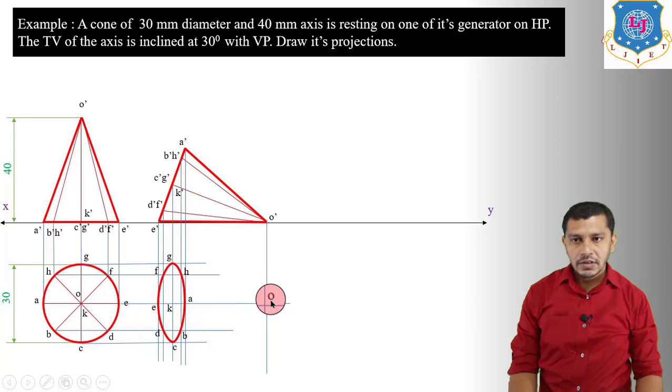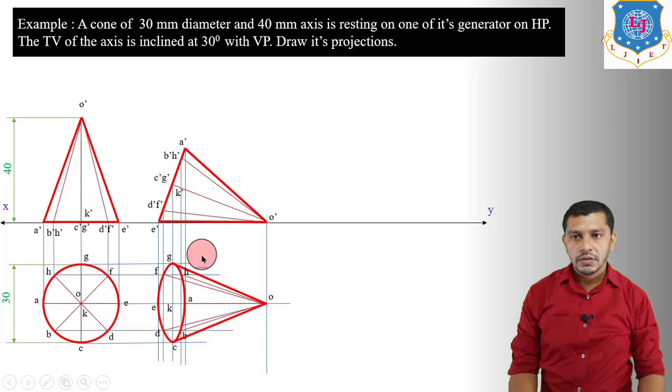And now draw the end generators first of all by connecting OG and OC. So OG and OC will be our end generators which are going to be visible. Now there isn't any need to show the hidden generators in the top view as we have discussed earlier. So this will be the top view and front view in the second stage.